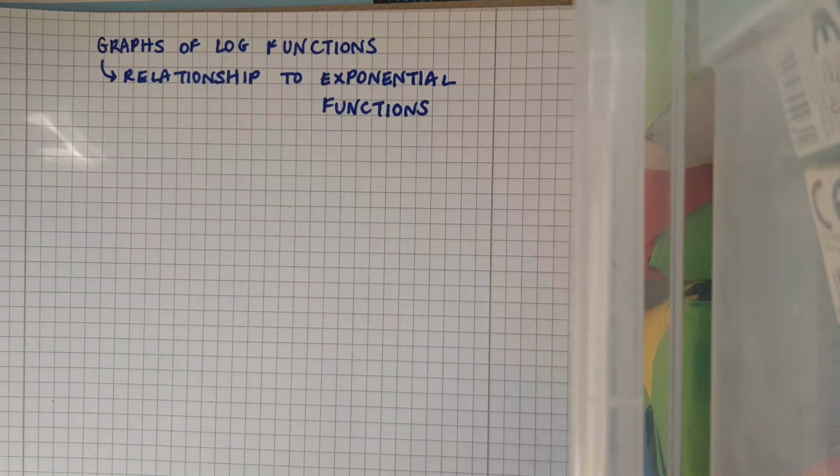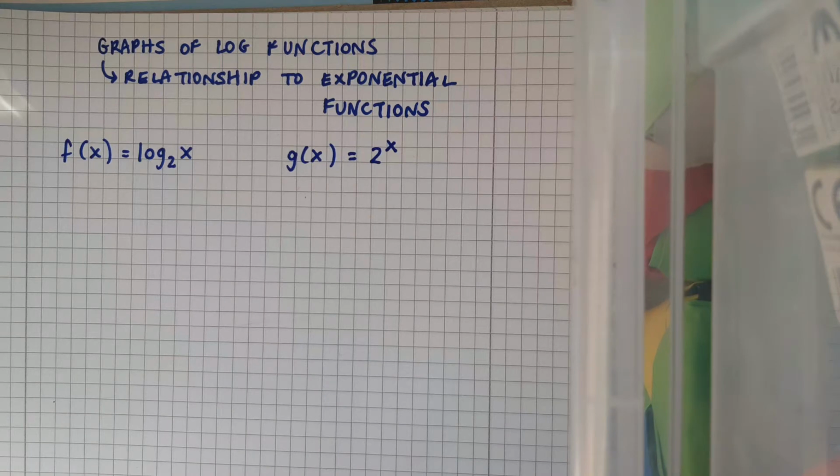This is a short video about the graphs of log functions and how they relate to exponential function graphs. To illustrate this relationship, I'm going to look at the graphs of two functions: f of x equals log to the base 2 of x, and g of x equals 2 to the power of x.